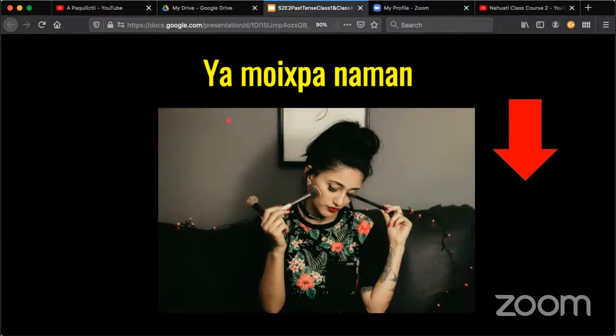So what about like a new word that doesn't exist? Like how would you adopt the word from another language and use it in Nahuatl?